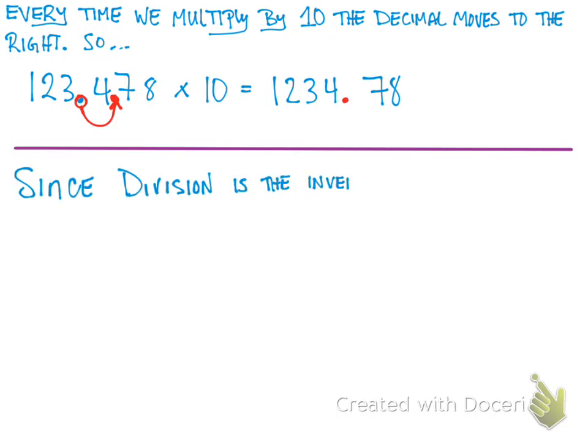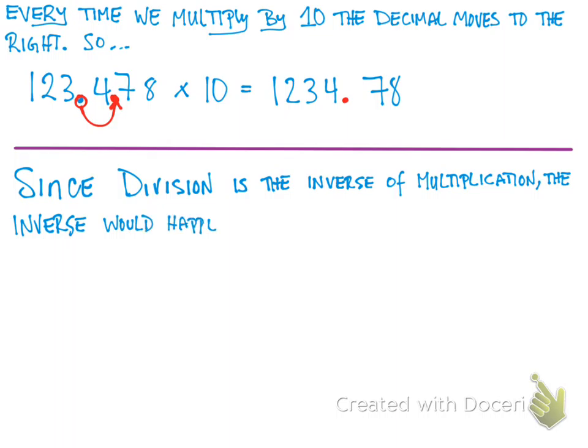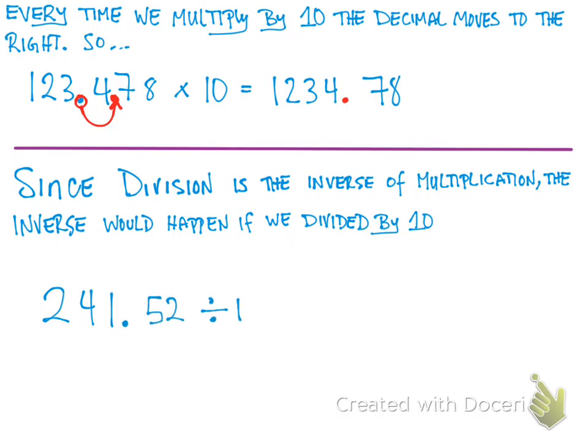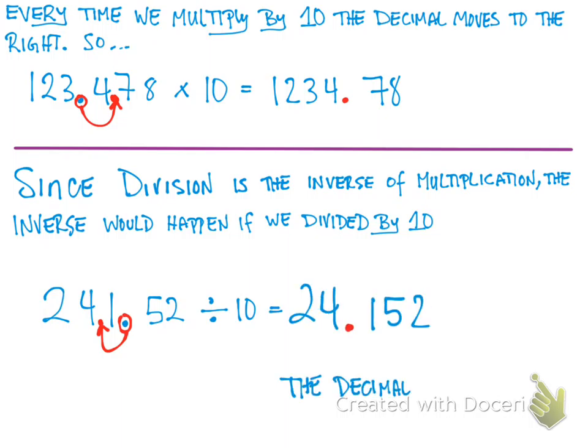Since division is the inverse, the opposite, of multiplication, the inverse, or opposite, would happen if we divided by 10. 241.52 divided by 10, the decimal point would move over once to the left. That gives 24.152. The decimal point moved over to the left once.